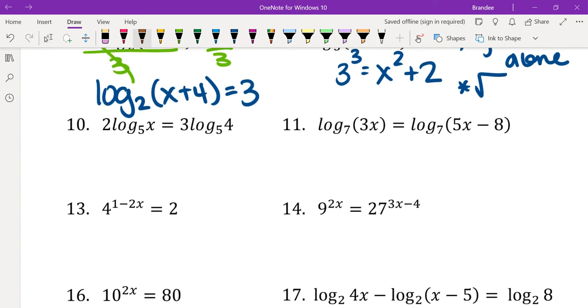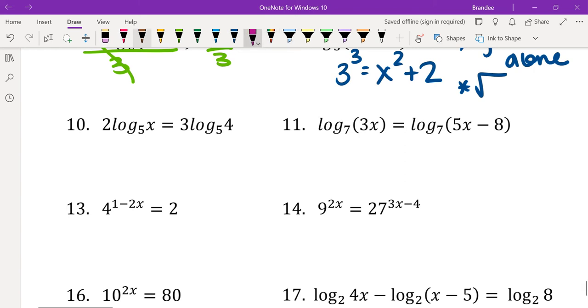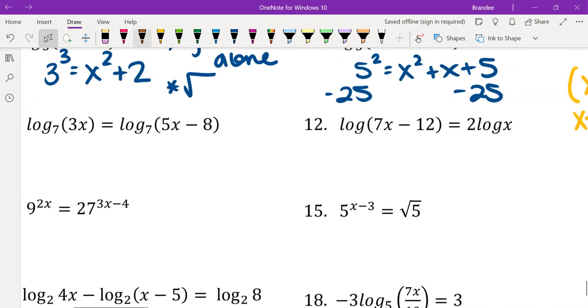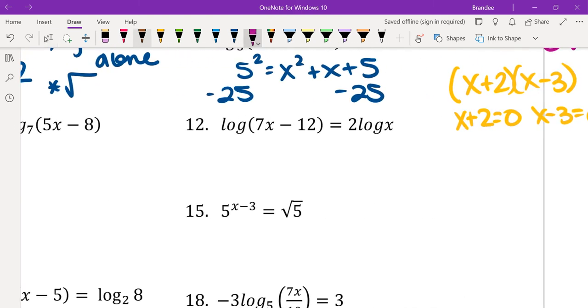Okay, number 10. Your hint here for number 10, you do want to take your 2, move it to the back, take your 3, move it to the back, cancel your logs, solve for x. Number 11, you can just start with canceling logs. Number 12, you want to take the 2, move it to the back, cancel your logs.